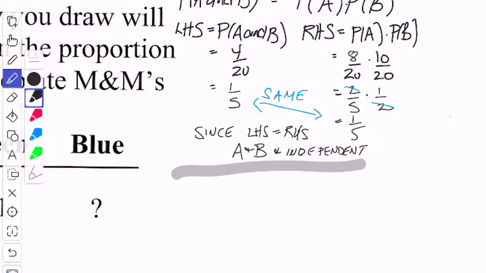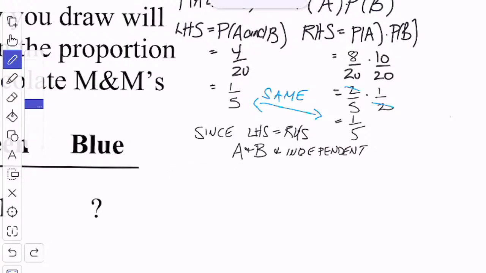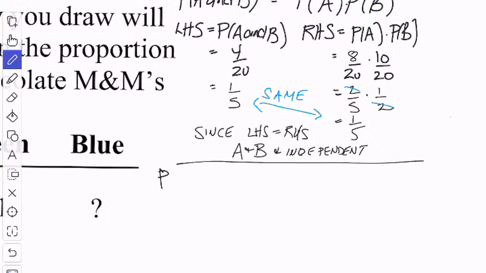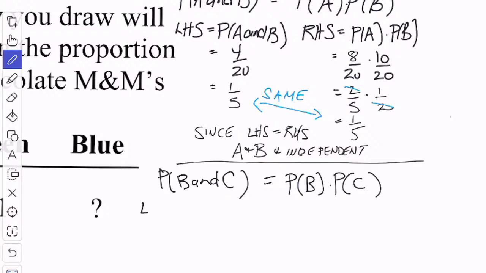We're going to check the probability of B and C equals probability of B times C. So left-hand side is equal to B and C, which we found out was 1 out of 20, right? And what about the right-hand side? Is equal to probability of B times probability of C.